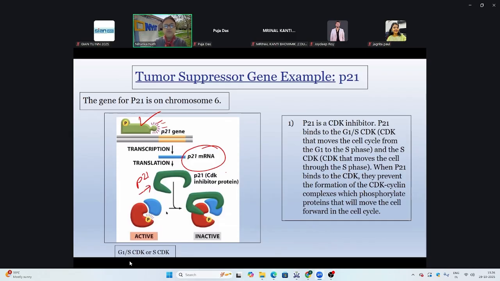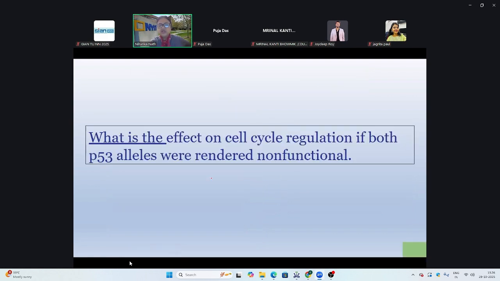P53 is the master. It says, hey, P21, go and do the job. And so P21 is the worker. P21 goes and stops the cell cycle. You don't have to look at this here, but it's good to know that P21 just hugs everybody and says, okay, okay, don't do any work. Gives a big tight hug. That way P21 is an inhibitor and it inhibits the cell cycle, which is a good thing when things are not good, when DNA is damaged.